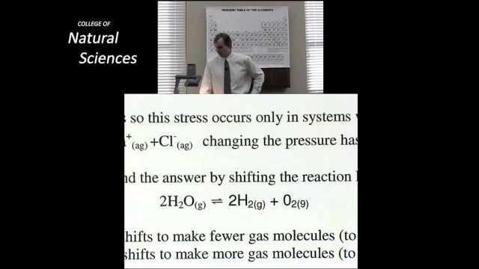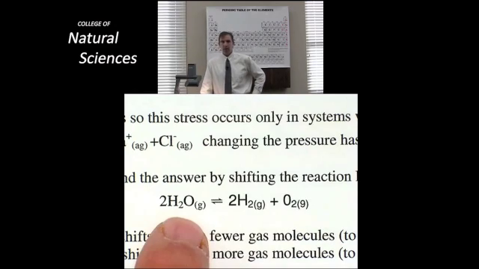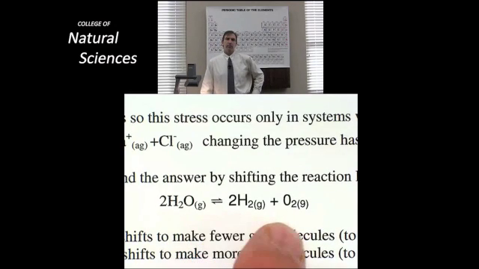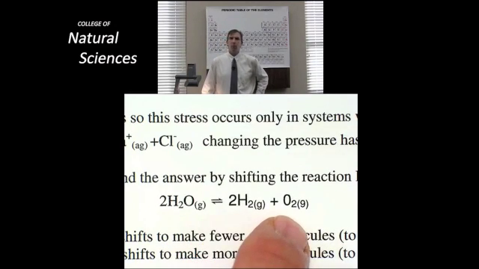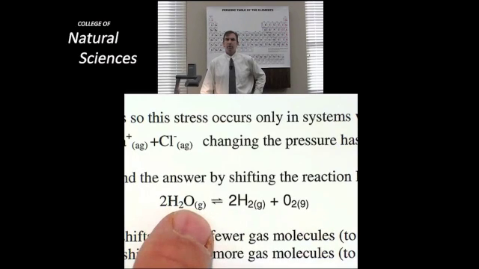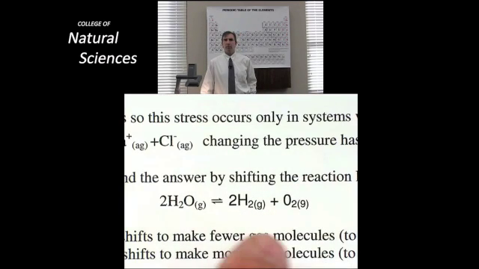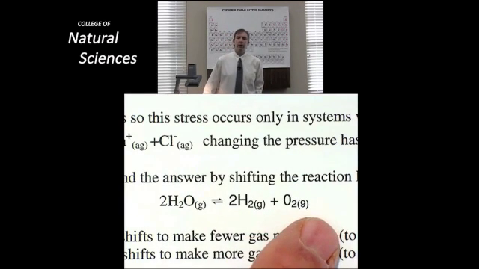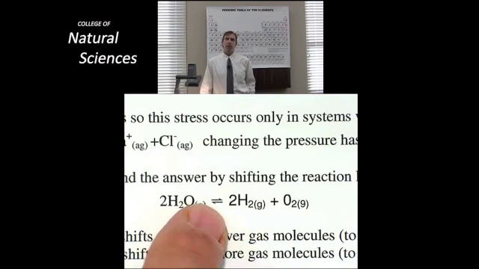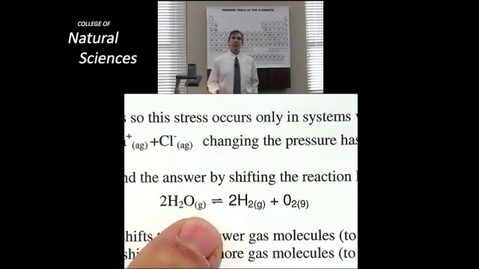So here's an example down here. I've got water reacting to make hydrogen and oxygen. I could write this as a problem in which I talked about the amount of water going down or up, or hydrogen and oxygen going down or up as a concentration change, but instead I'm going to talk about it in terms of changes in pressure. So watch this. I'm going to decide, for example, that I'm going to increase the pressure of this system.